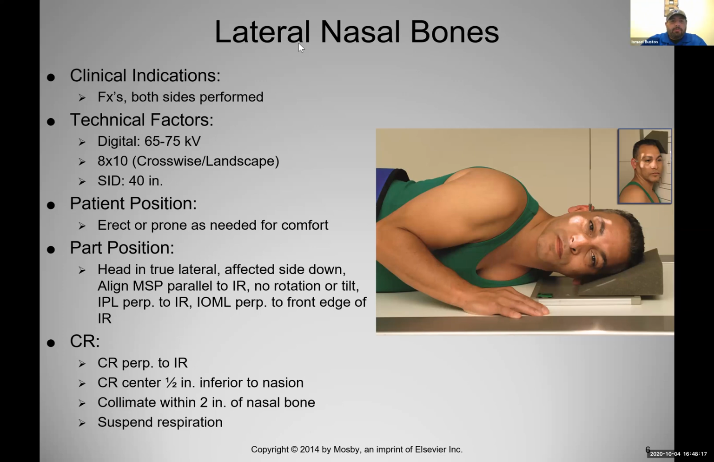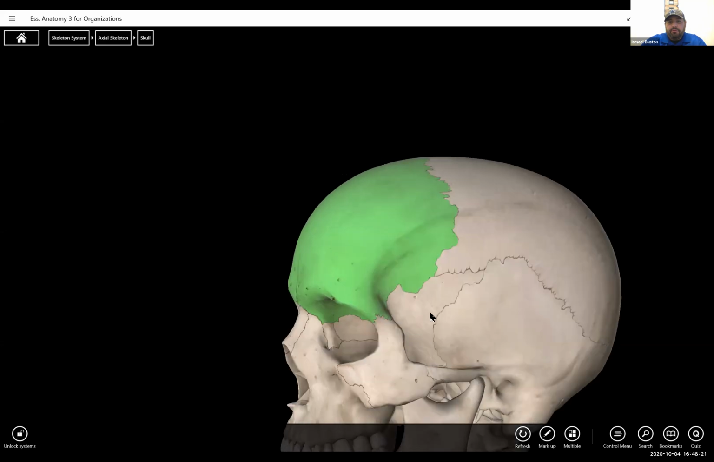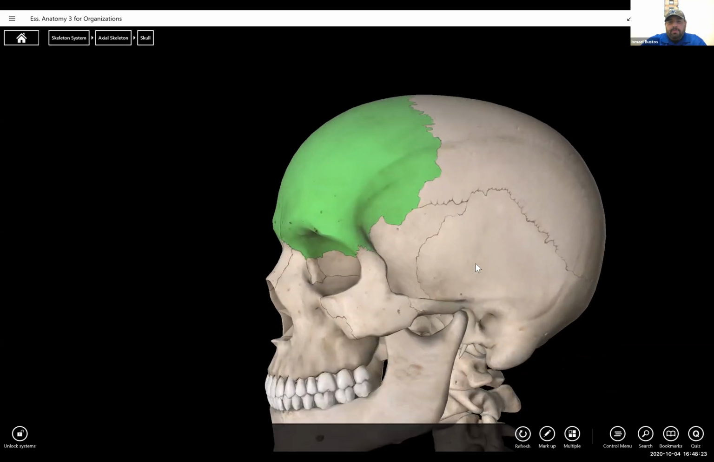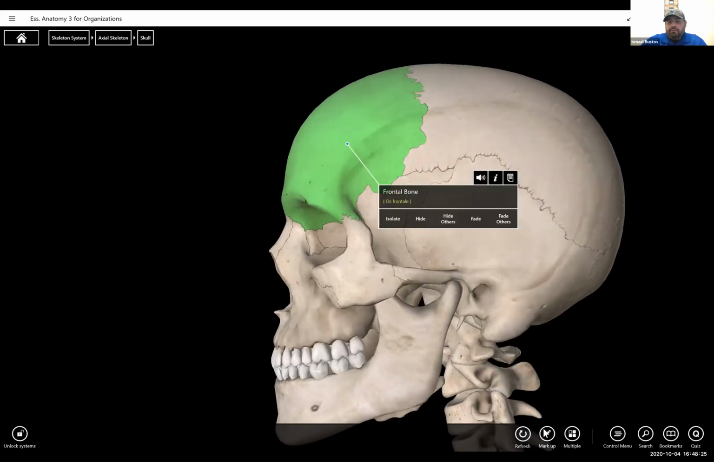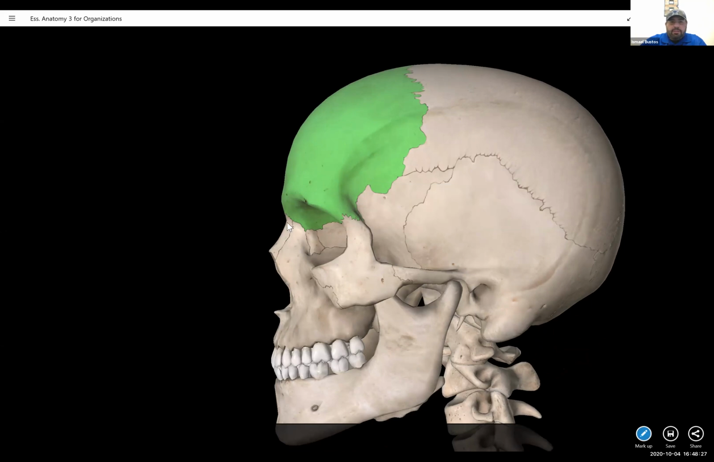So to find that, let's go here. What we're going to do is bring this guy up a little bit, get him in a lateral position there. So we're going to find the nasion, which is right here. Right, here's the nasion. And we're going to go 1/2 inch inferior to the nasion. So that's kind of where we want to center, right? Kind of in the middle of the nasal bone. So find the nasion on the side, go 1/2 inch below, and that's where you want to center.